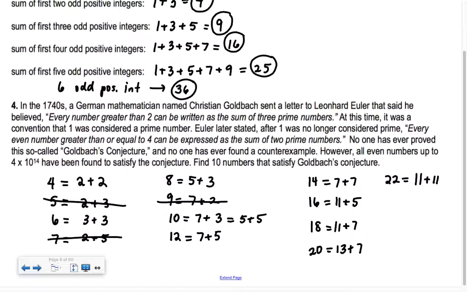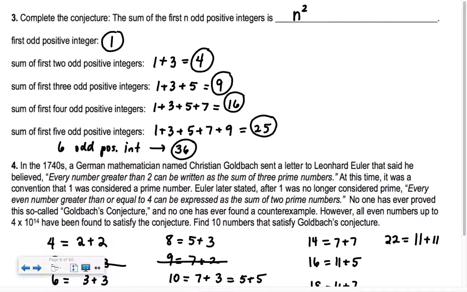Okay, so basically every single number all the way up to 4 times 10 to the 14th has been proven to be the sum of two prime numbers. Isn't that crazy? You would think that it wouldn't be, but it is. So crazy. All right, so we're going to stop there for a sec.